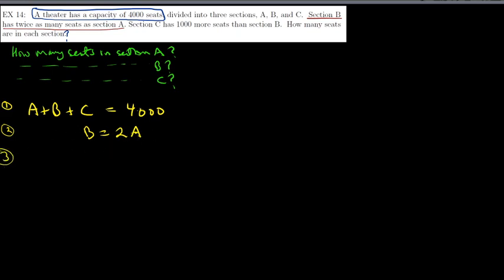All right, but we need a third equation. So where do we get the third equation from? Section C has 1,000 more seats than section B. So C has even more than B does by 1,000. If B has 500 seats, then C has 500 plus 1,000. So C is just whatever B is plus an additional 1,000 seats. I think that's right. There you go. There's our 3 equations in 3 variables. So that's all we need.